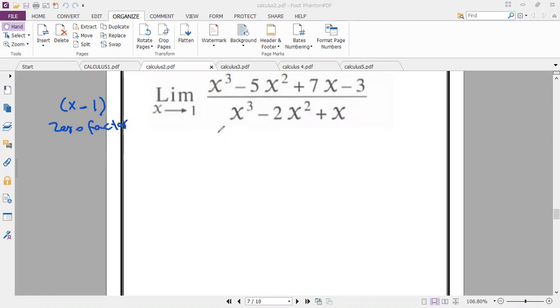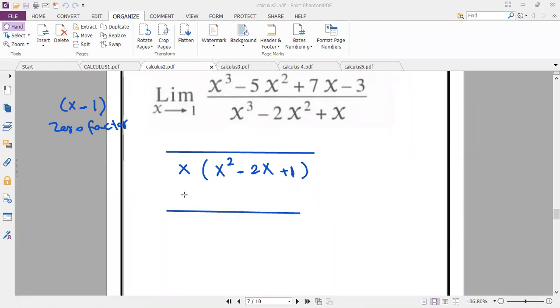Okay. So we can just take x down here as a factor at the denominator. If we take x as a factor, you will end up with x squared minus 2x plus 1, and this expression can be factorized. So leave the numerator as it is and just focus on the denominator now. x squared minus 2x plus 1 can be factorized as x minus 1 multiplied by x minus 1. The zero factor appears here.